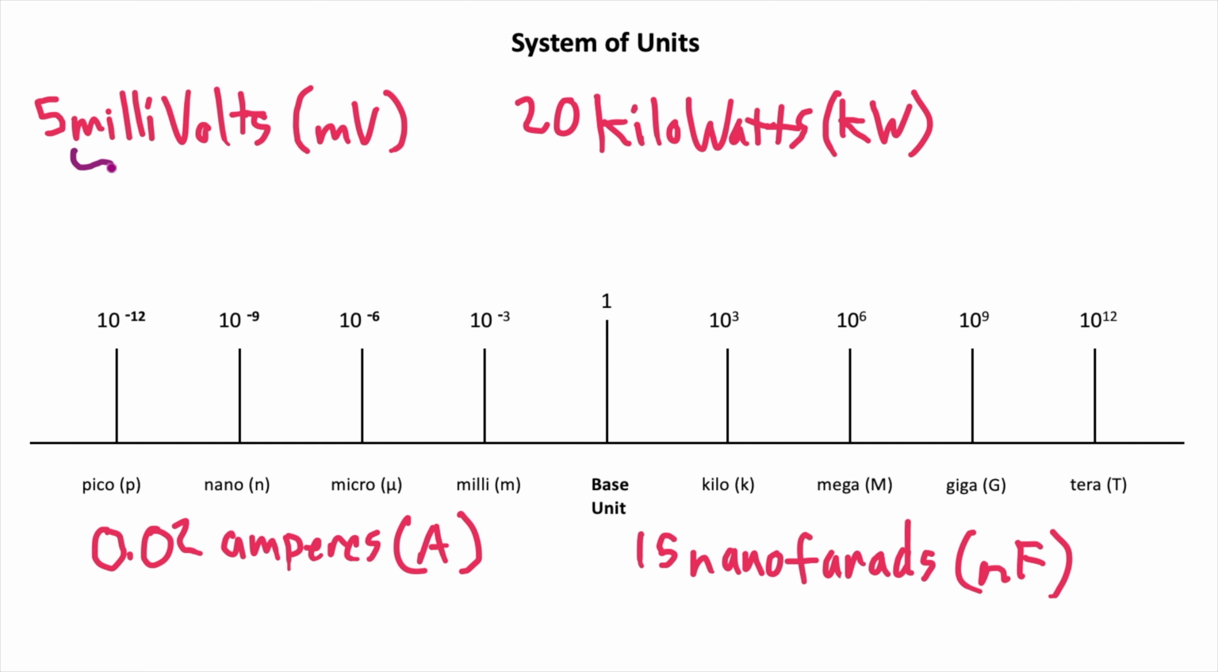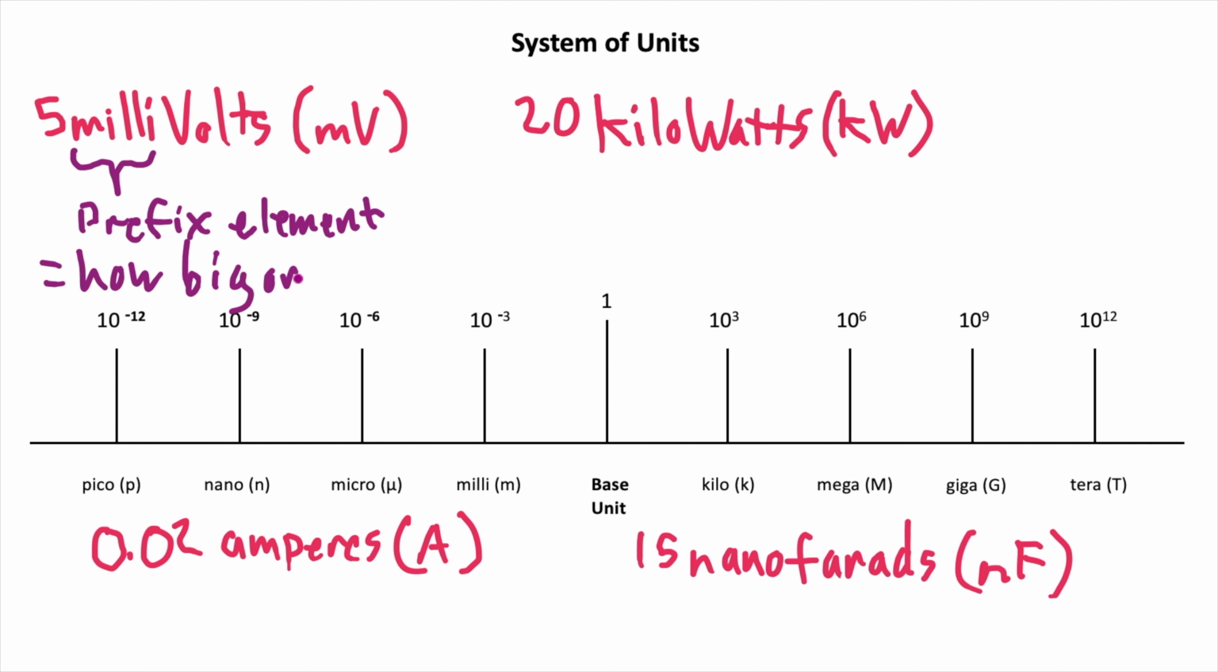Next, we have the prefix element. This tells us how big or how small compared to the base unit. So this is the prefix element. We just call it prefix. And again, this is how big or how small compared to the base unit.